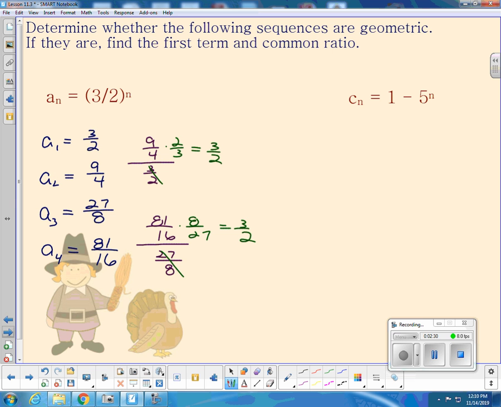Just in your head, what's the first term? 1 minus 5 is negative 4. 1 minus 25 is negative 24, 1 minus 125 is negative 124, and negative 624. Okay? Take a couple of them. So if I do negative 24 divided by negative 4, I get 6. If I do negative 624 divided by negative 124, I don't get 6. Uh-oh. So don't just assume.